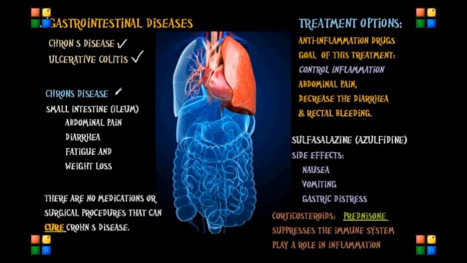With Crohn's disease, it's what we call an inflammatory bowel disease, or IBD. What it basically means is that it can affect any part of the gastrointestinal tract, from the mouth all the way down to the rectum. But with this disease, it usually affects primarily the small intestine, or the ileum.